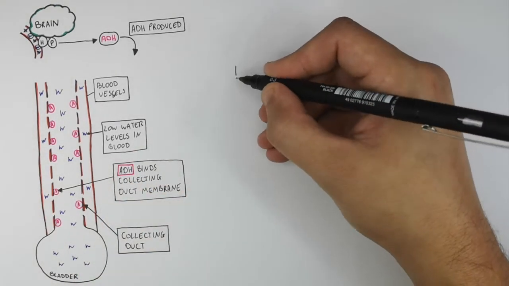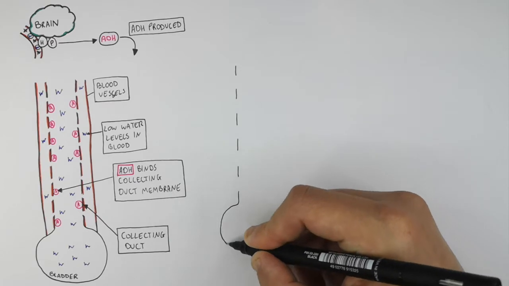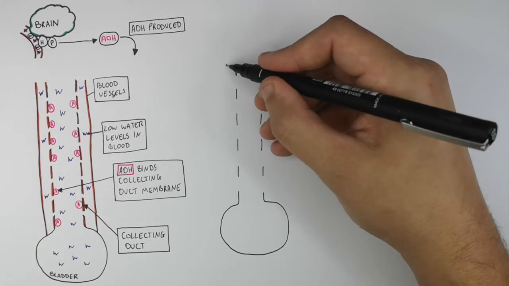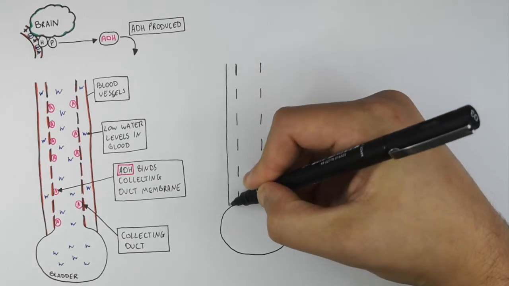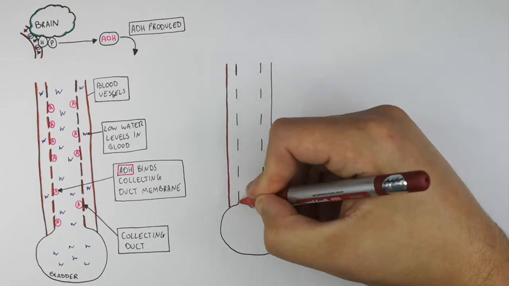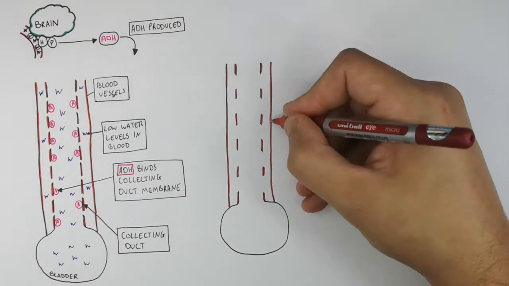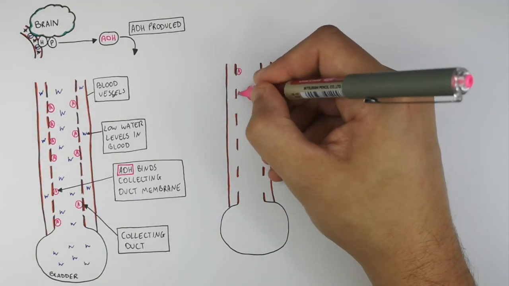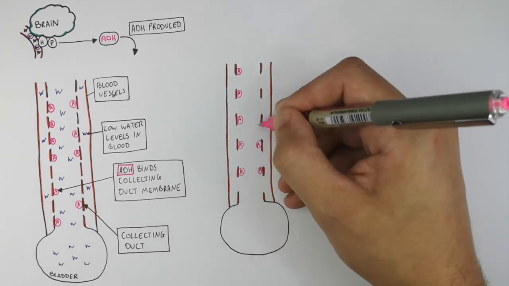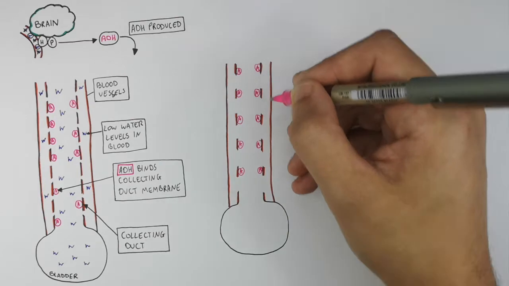And what I'm drawing here is the collecting duct with an increased permeability. So the membrane of the collecting duct gets more permeable. I've drawn that by it appearing like there are larger pores in the collecting duct. So ADH binds the collecting duct membrane, and the membrane gets more permeable.